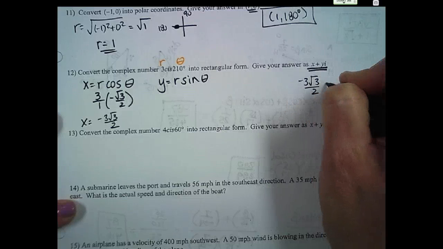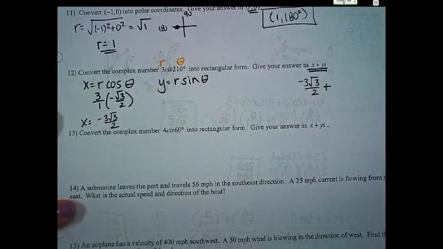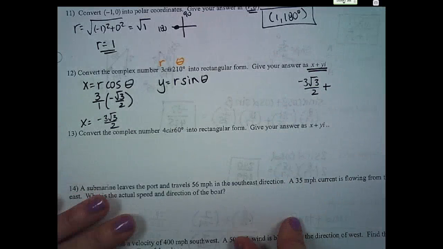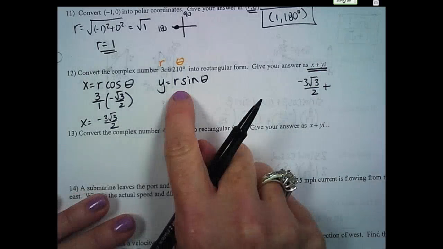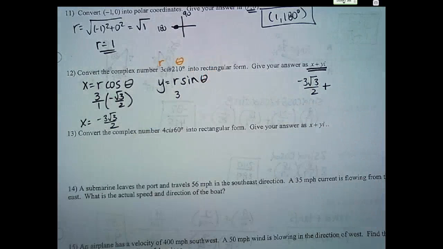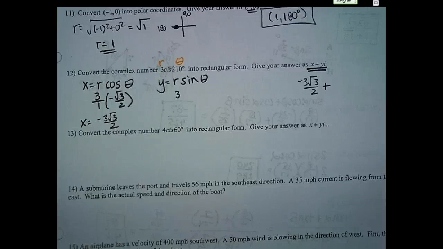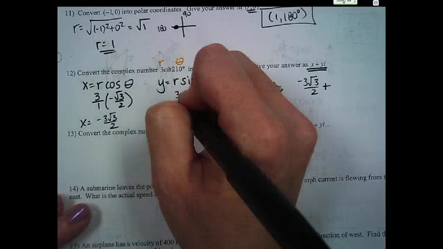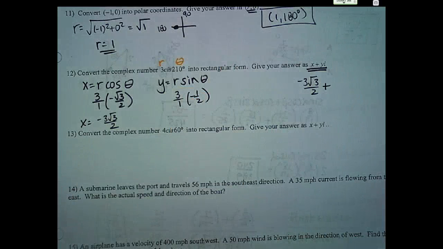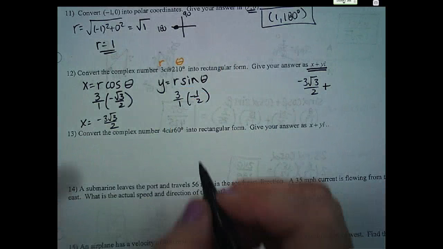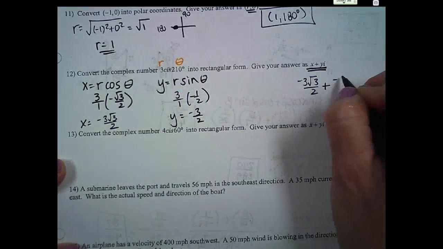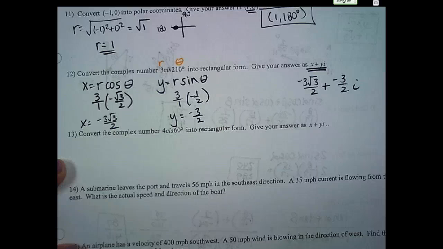Now we're going to add our y value, because it wants x plus yi. Our y value then is r, which is 3, times sine at 210. So look at your unit circle again. Sine at 210 is -1/2. So I multiply tops and bottoms, so you get -3/2. So -3/2i. Or you could have just put a minus in the middle.